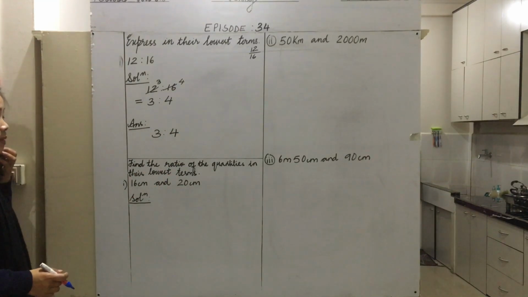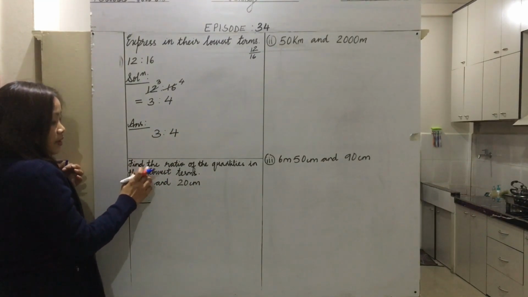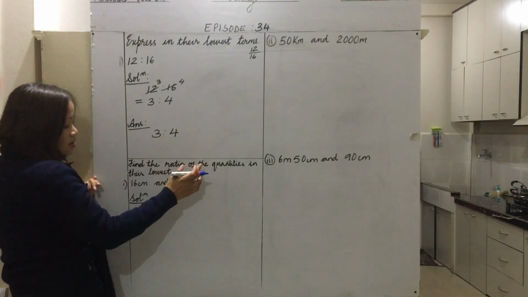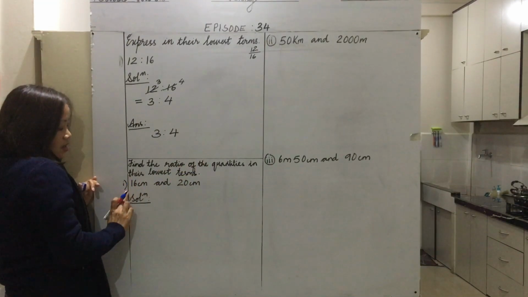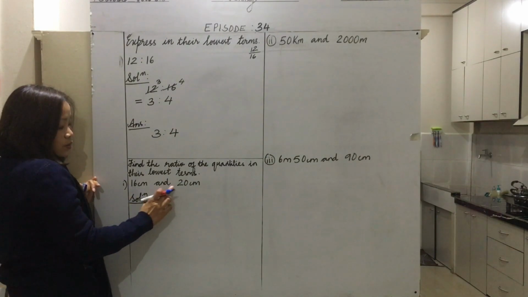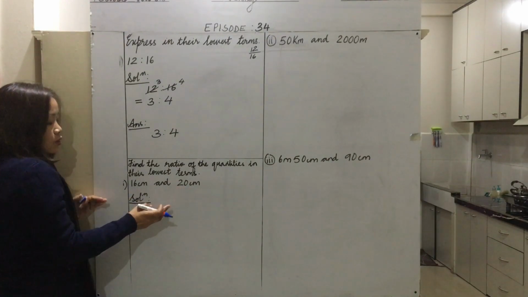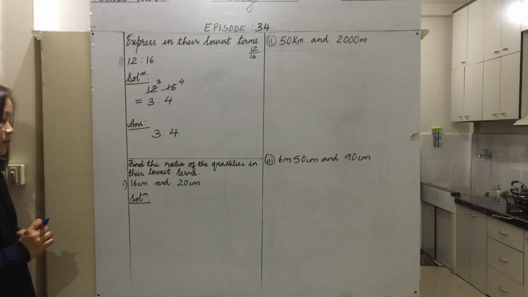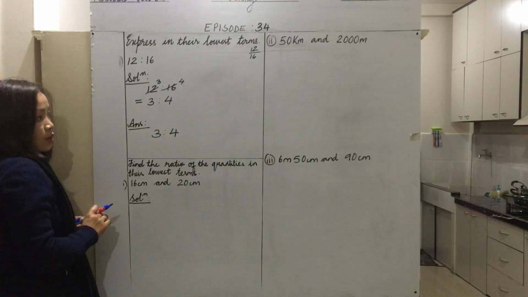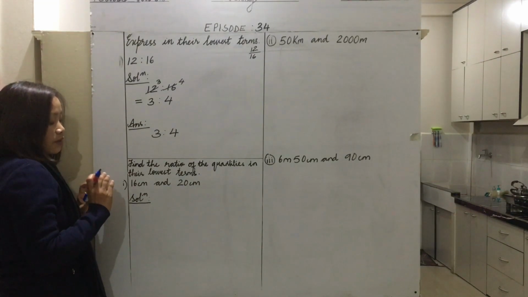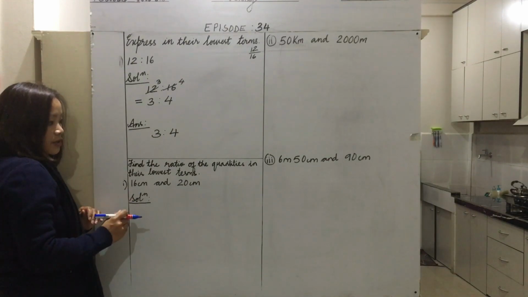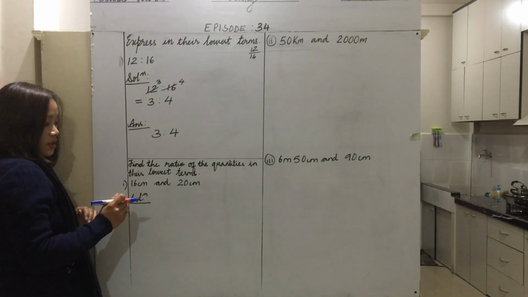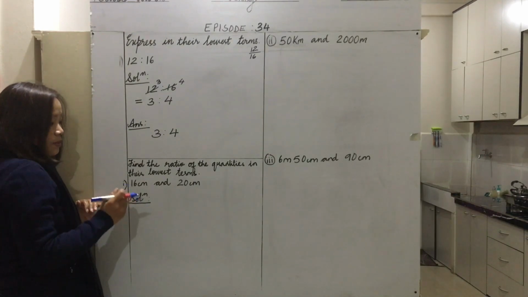Then the next example, find the ratio of the quantities in their lowest terms. We are given two quantities, 16 centimeters and 20 centimeters. We need to convert this into the lowest term, right? As we said before, if we are to write quantities in a ratio, they must have the same units.